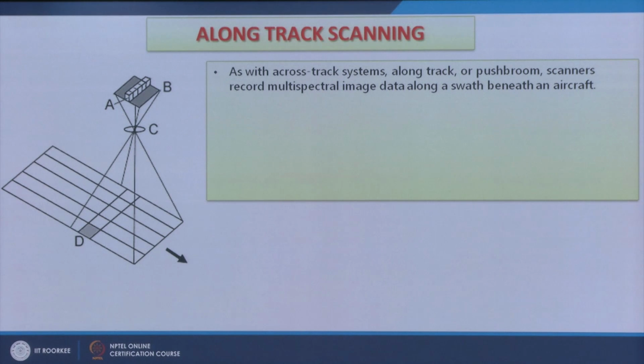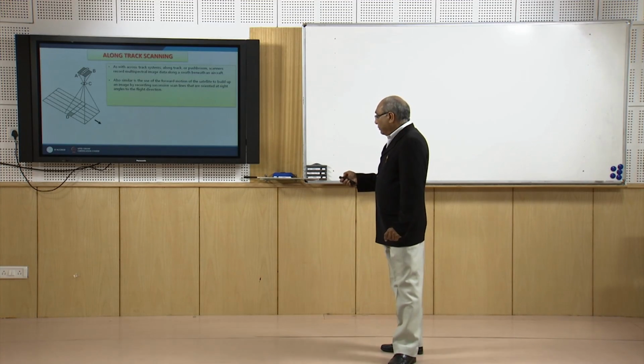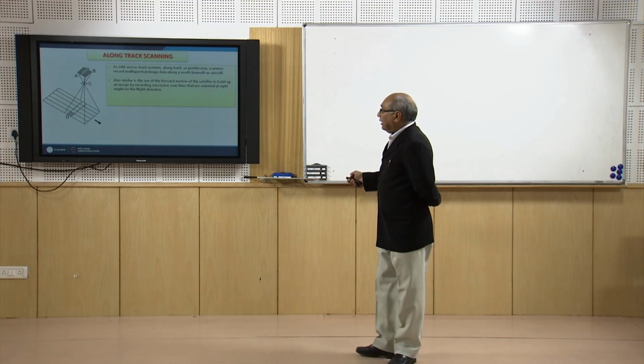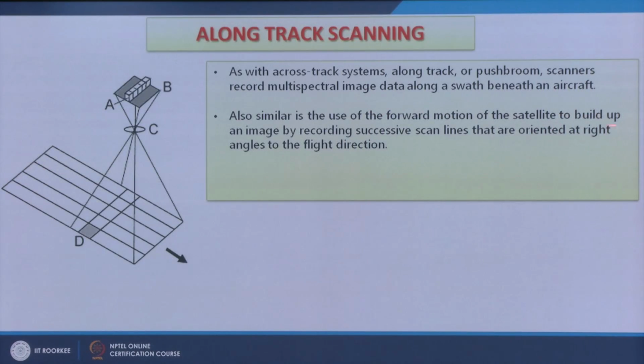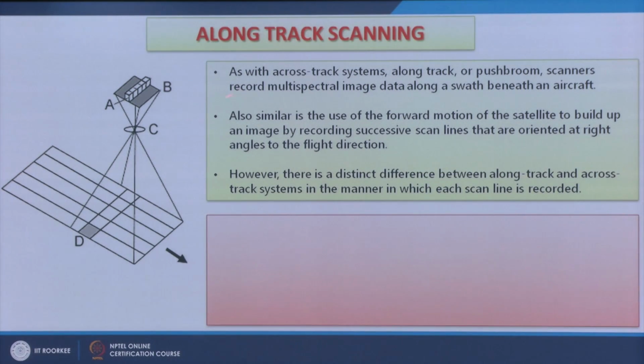So you are having an array of sensors arranged like this, and you acquire line by line, and this has made things very easy. Similar to the use of forward motion of the satellite to build up an image by recording successive scanning lines that are oriented at right angles to the flight direction. However, there is a distinct difference between along track and across track systems in the manner in which each scan line is recorded.